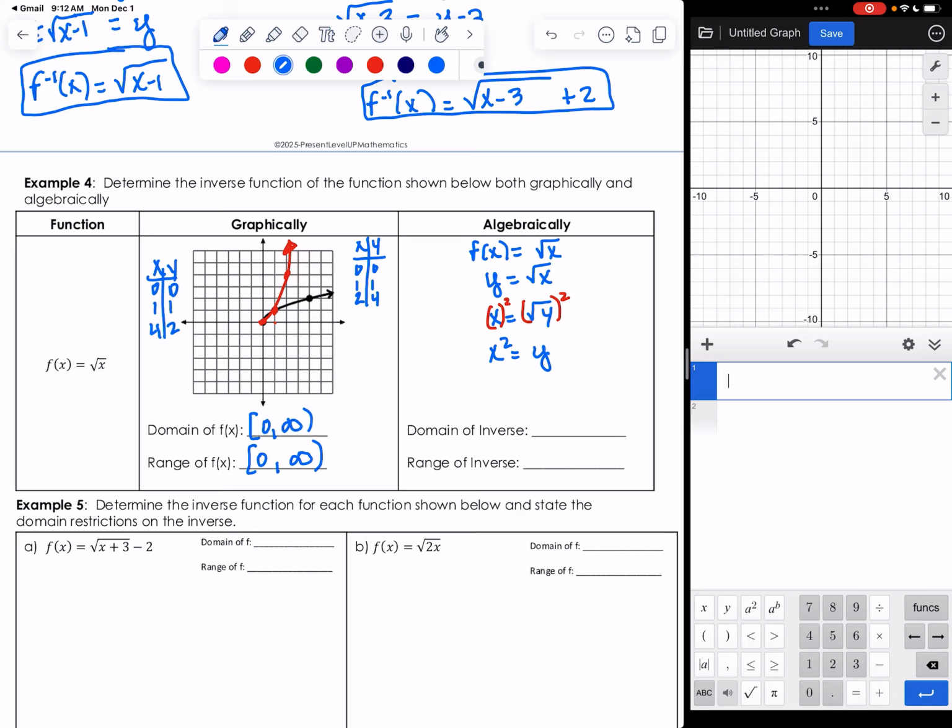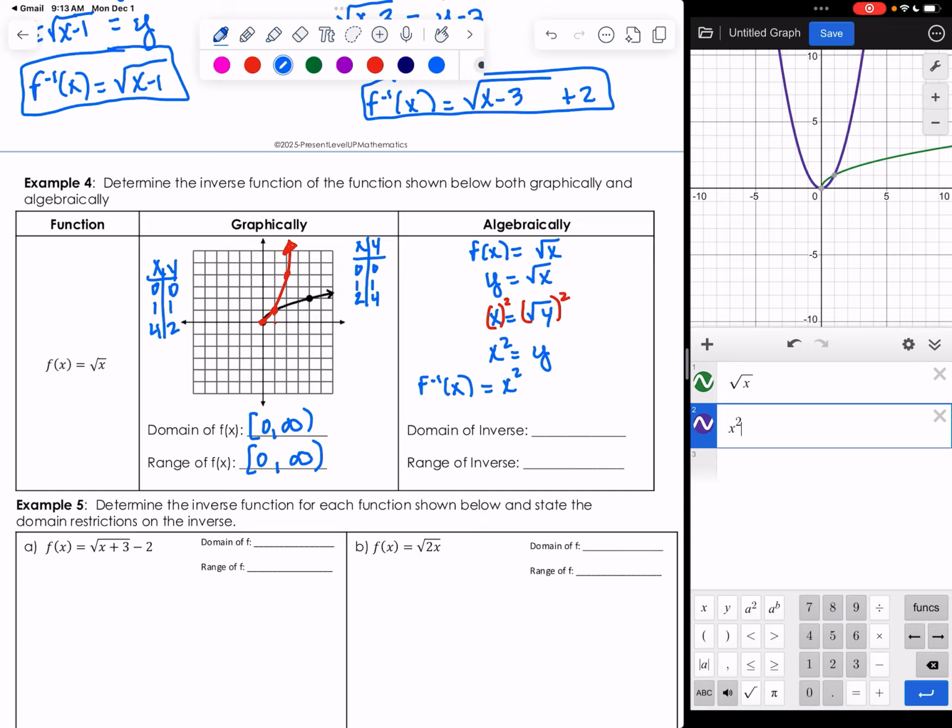So f inverse of x is equal to x squared. Now we have a little problem. I'm going to show you what that problem is. Let me type in my original function, square root of x. So there's my original function, the square root parent function. If I type in x squared, notice that I get a full parabola. But according to our graph, we only want half a parabola.